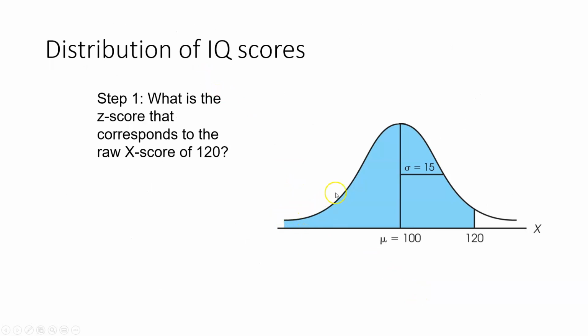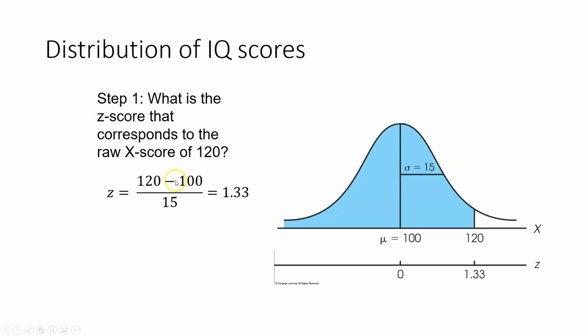So, if you have a distribution of IQ scores with a mean of 100 and a standard deviation of 15, you might be asking, what percentage of people have scores lower than 120? But in order to do that, we have to figure out what is the z-score that corresponds with that 120. If you compute it, remember x minus the mean divided by the standard deviation, you get a z of 1.33.